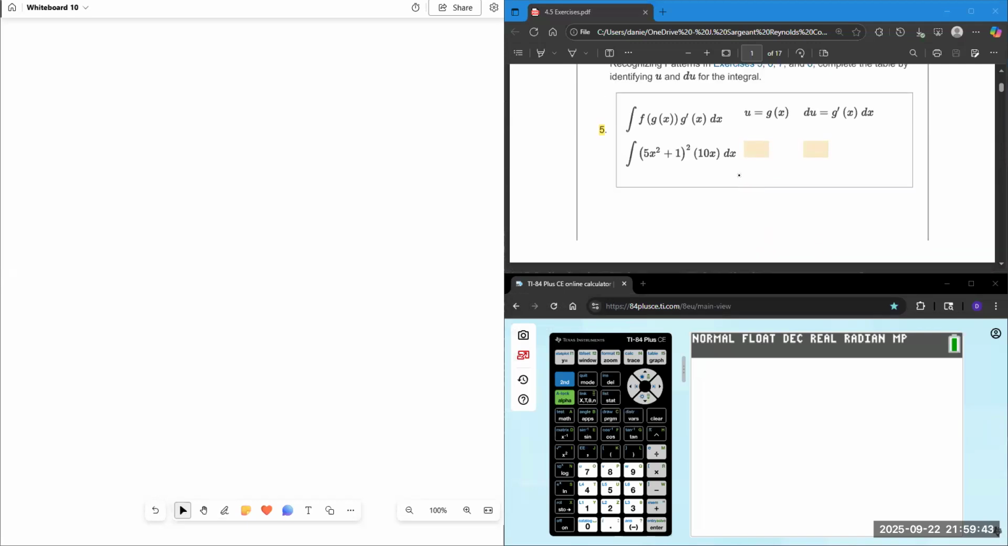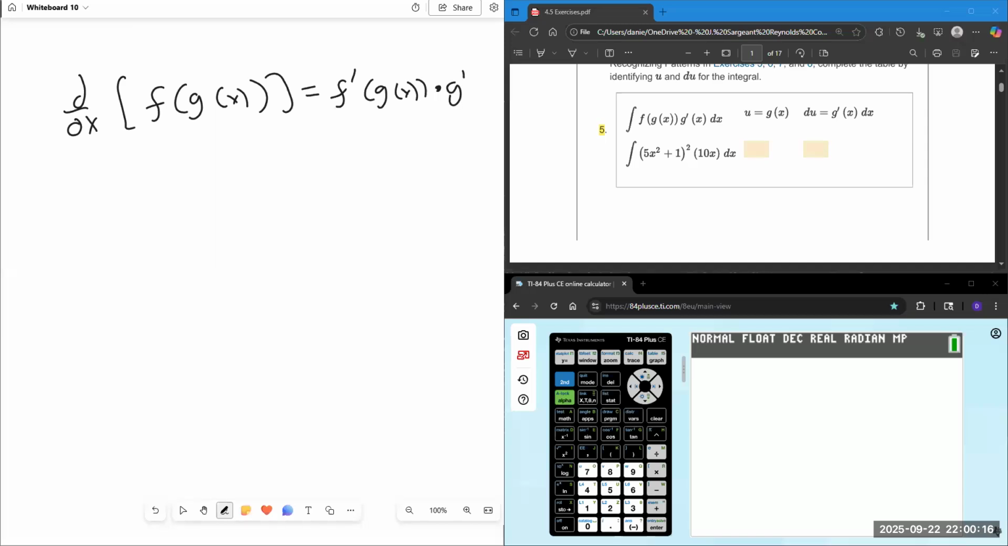So what we're looking at is this idea of compositions of functions when we differentiated them, that we had the derivative with respect to x of f of g of x is equal to f prime of g of x times g prime of x.